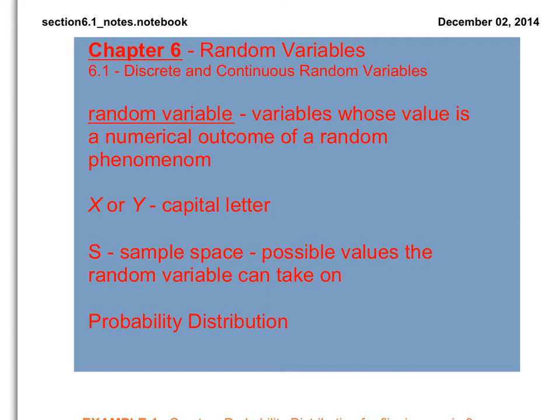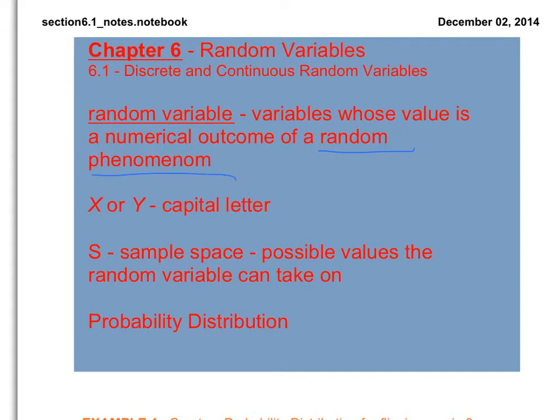Some of this is going to be review. We talked about discrete and continuous random variables at the beginning of the year. A few definitions we're going to start with before we actually get into looking at some discrete variables. A random variable is exactly what it says right here: a variable whose value is the numerical outcome of some kind of random phenomenon.